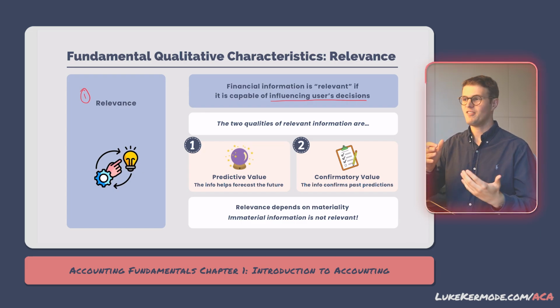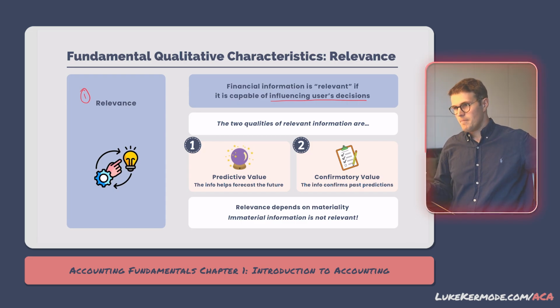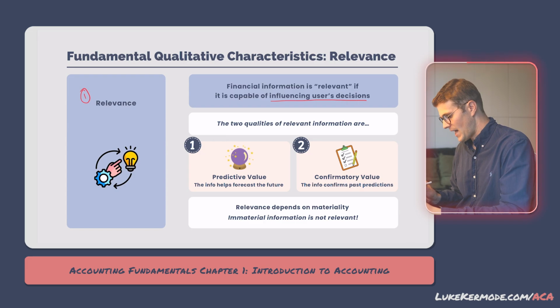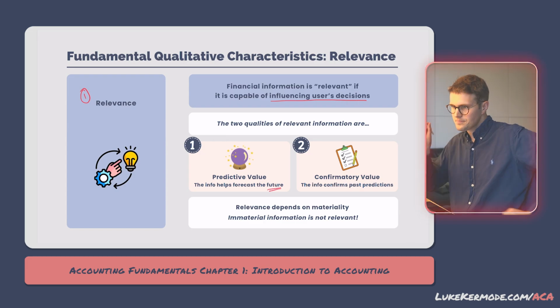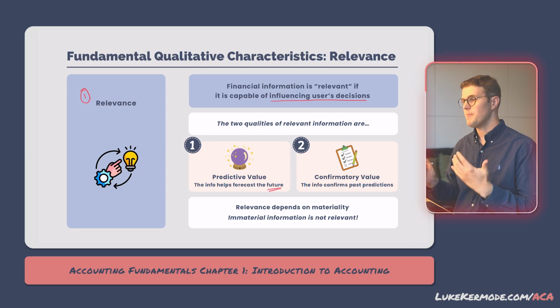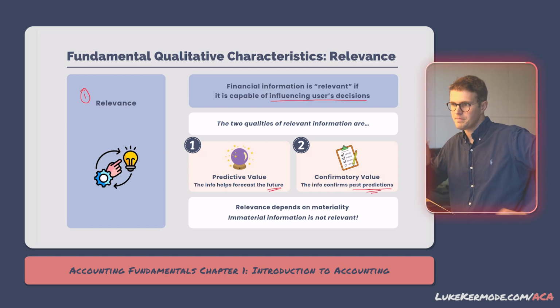For information to be relevant, it should have predictive value, confirmatory value, or ideally both. Predictive value means that the information helps users make forecasts about what might happen in the future, whereas confirmatory value means the information can be used as feedback to confirm or correct past predictions and assumptions.